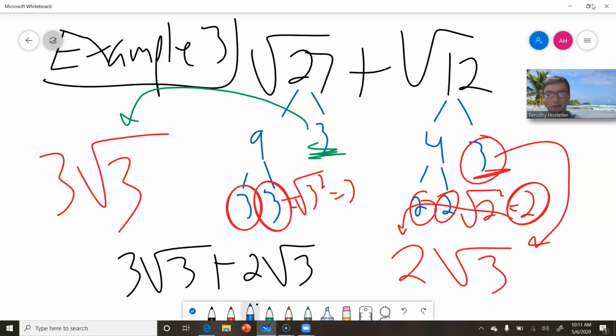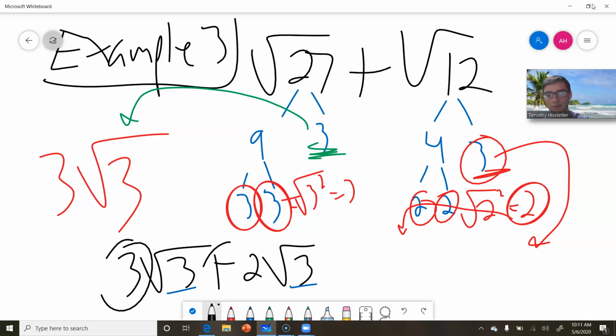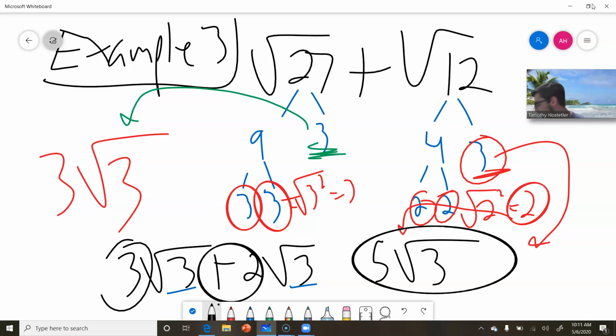Well, now I just do what I learned, right? The 3's make it like terms. So I can just write my answer here: 3 plus 2, which is 5 times the square root of 3. And there is my final answer. Okay, not too bad.